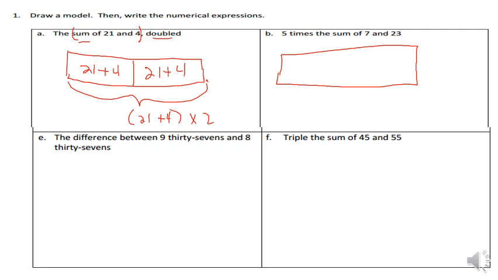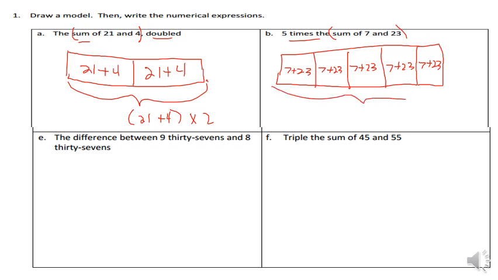The next one over here says 5 times the sum of 7 and 23. So I'm going to go ahead and split this up into 5 sections because it says 5 times, and it says the sum of 7 and 23. So we have 7 plus 23, 7 plus 23, 7 plus 23, 7 plus 23, and 7 plus 23. And we know now this is 5 times the sum of 7 and 23.